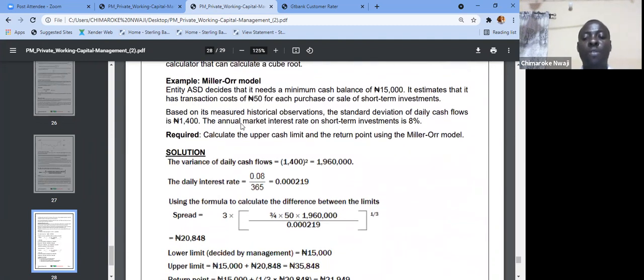Now look at this question here. Miller-Orr model. Entity ASD decides that it needs a minimum cash balance of 15,000. So that's a lower limit. It will always be given to you in the exam. It estimates that it has a transaction cost of 50 naira for each purchase or sale of short-term investment. You've got that sorted out. And I told you, you always say 50 naira multiplied by 3/4. So you have 37.5.